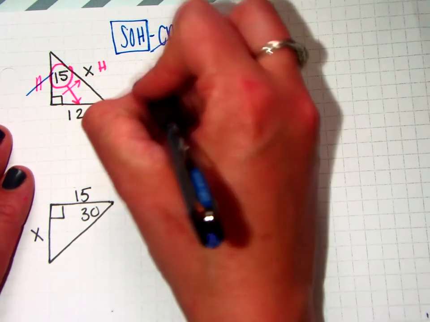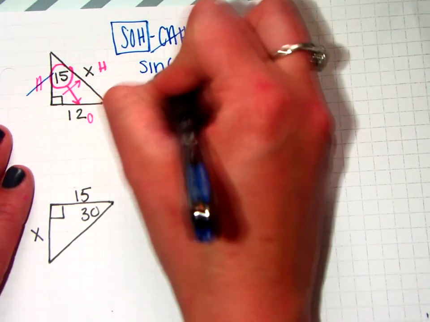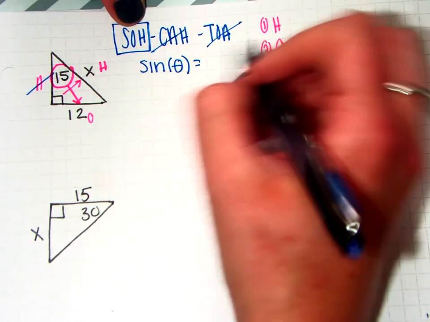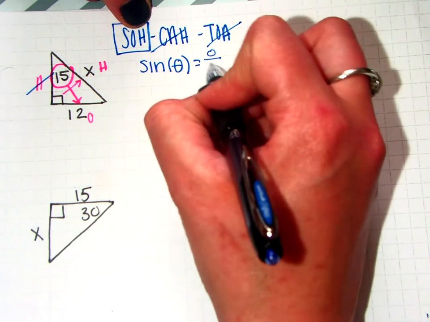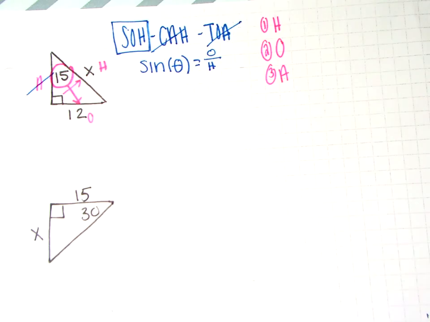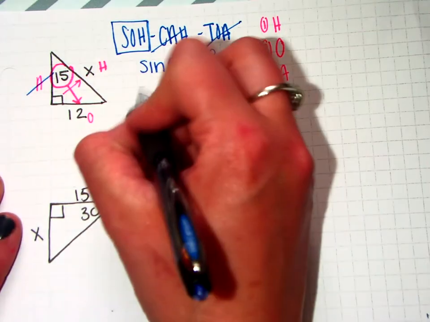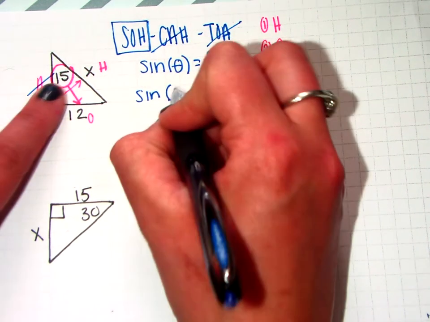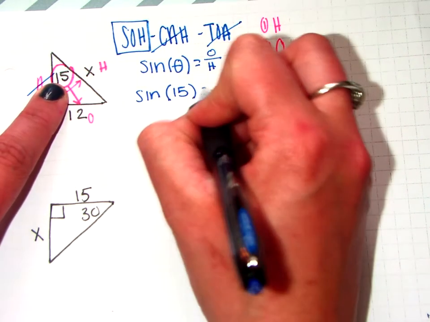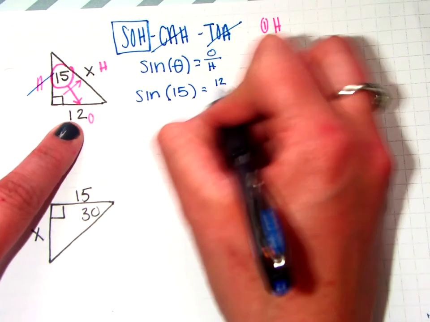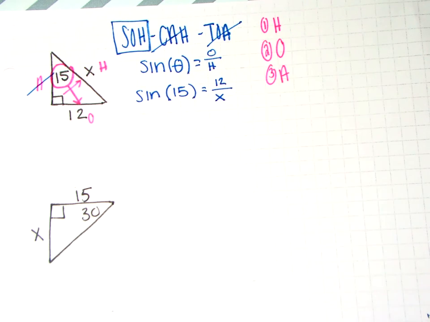So I'm going to write sine of theta equals, and the O is the numerator, over H is the denominator. And all I'm going to do is sub. So sine of the angle, 15, equals opposite 12 over hypotenuse x.